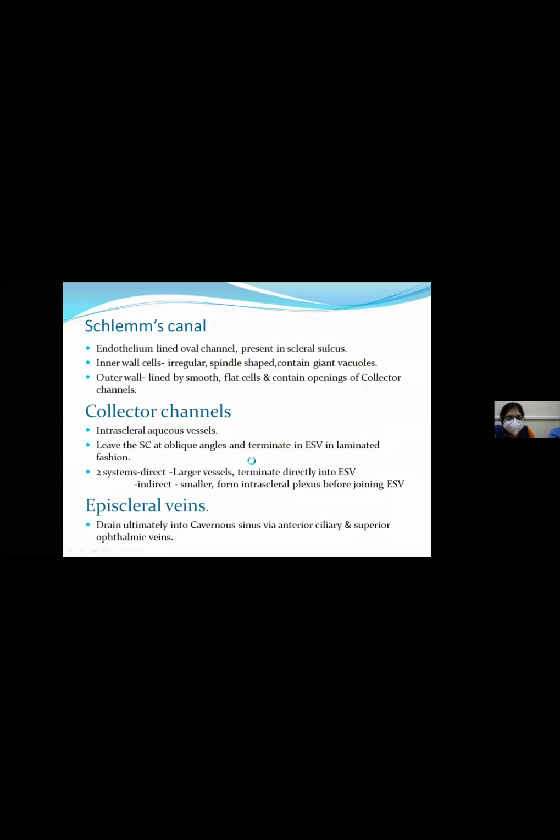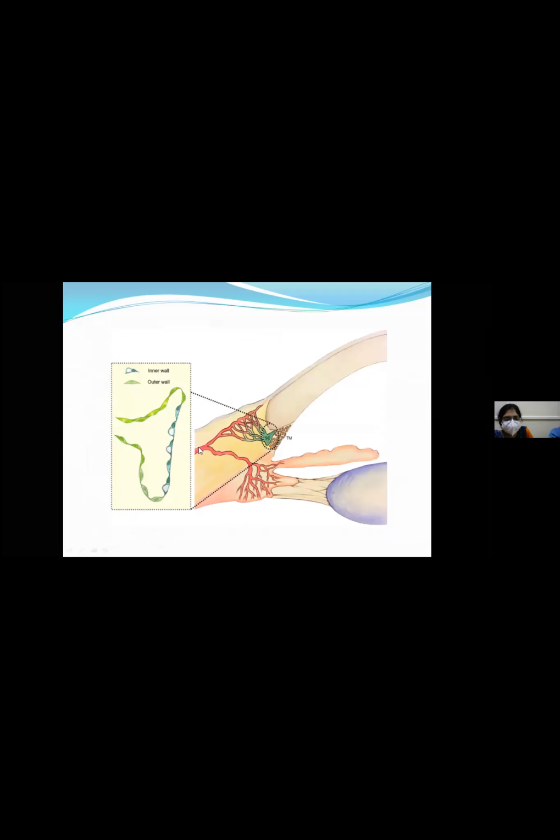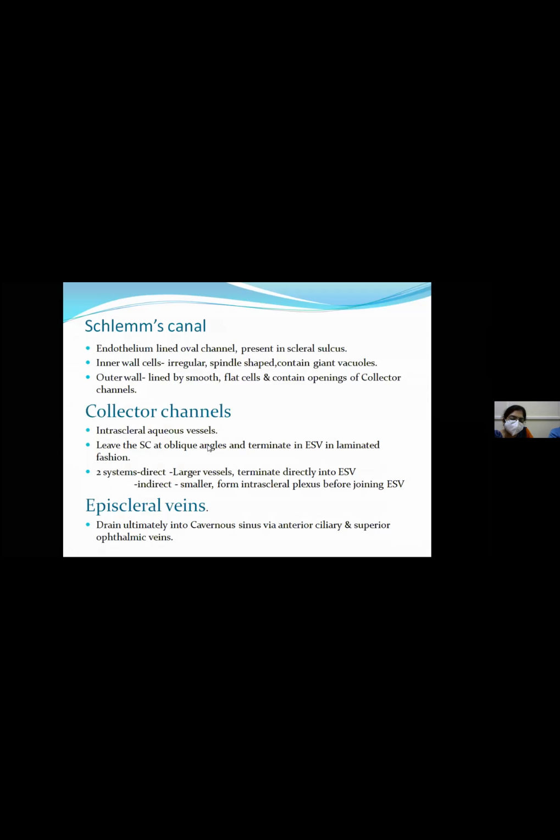They leave the Schlemm's canal at oblique angles and terminate into the episcleral veins in a laminated fashion. So there are two systems, direct and indirect. In the direct system, larger vessels terminate directly into the episcleral veins, and in the indirect system, the collector channels form a plexus, and then this plexus drains into the episcleral veins. Episcleral veins drain ultimately into the cavernous sinus, via the anterior ciliary and superior ophthalmic veins.